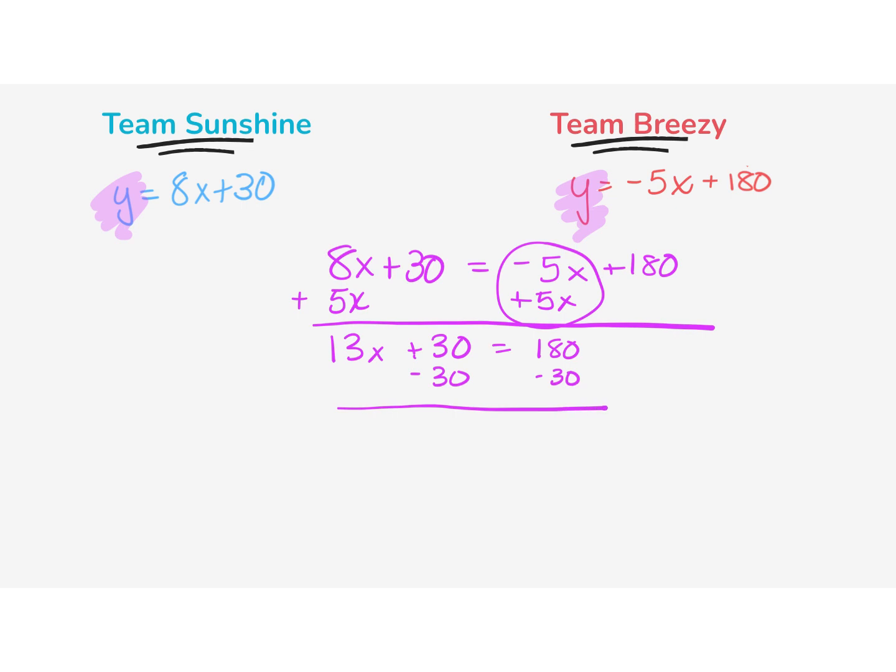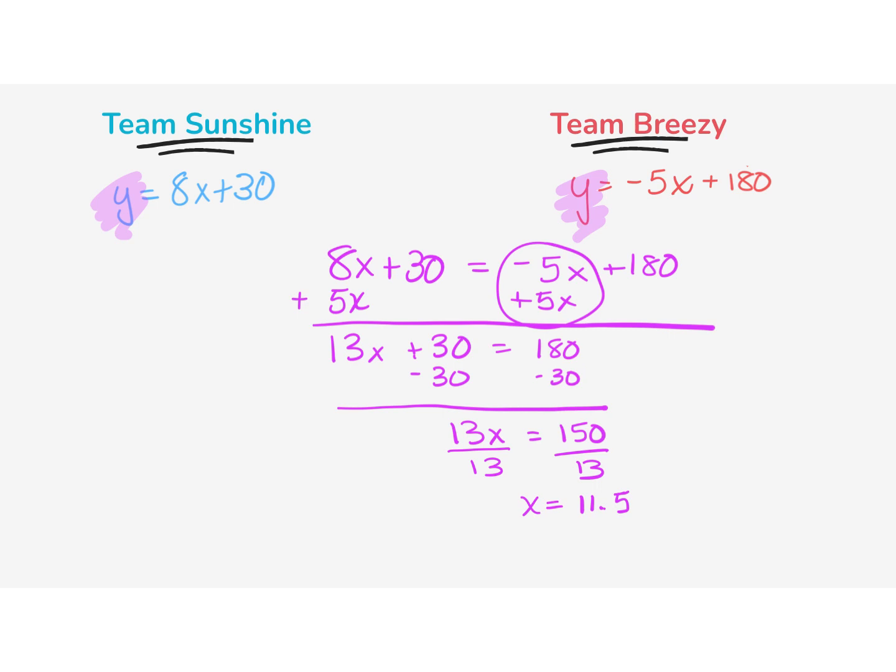And then we have 13x is equal to 150. And then we're going to divide by 13. And we're going to get x is equal to a horrible number, but we are going to round that to 11.5. Remember, the book problems are always yucky when it comes to numbers. So let's go ahead and see if we can find a value for y that's going to work for us. So let's use our team sunshine.